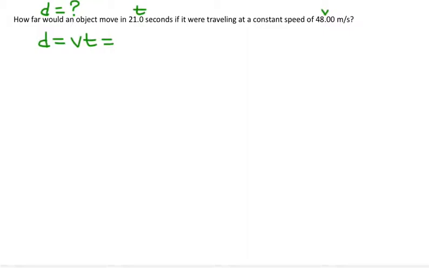How far would an object move in 21 seconds if it had a constant speed of 48 meters per second? So I put a letter D above the how far with a question mark, because that's clearly what I'm supposed to find. Time is 21 seconds. Speed, I represent with the letter V. And then I have to plug it into the correct arrangement of my formula. So D equals V times T. Distance equals speed times time. So 48 meters per second times 21 seconds. Seconds and seconds cancel, of course. And we end up with 1008 meters.